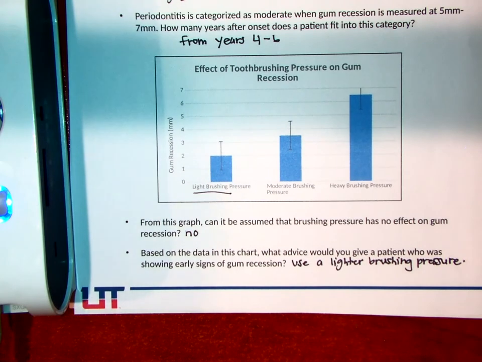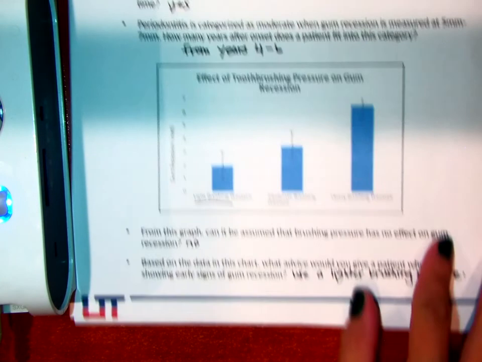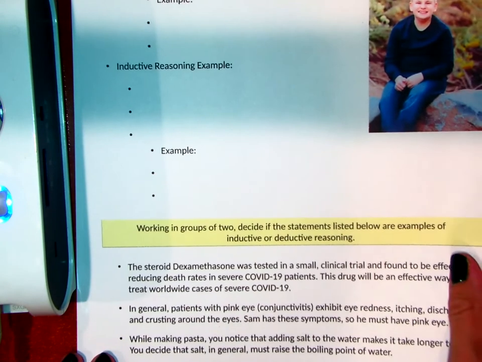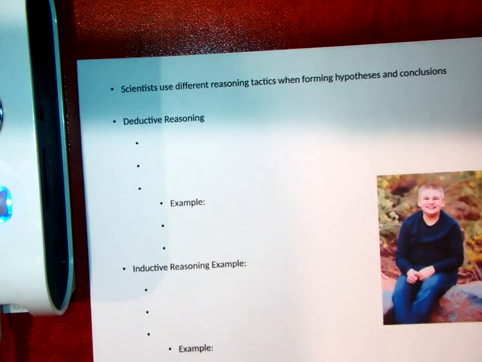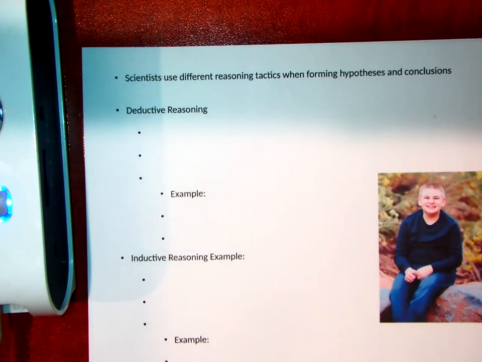Alright, so hopefully we're feeling a bit more comfortable looking at and interpreting graphs and analyzing data. Next we are going to look at different reasoning tactics that scientists use when forming hypotheses and conclusions. So we have deductive reasoning and inductive reasoning.